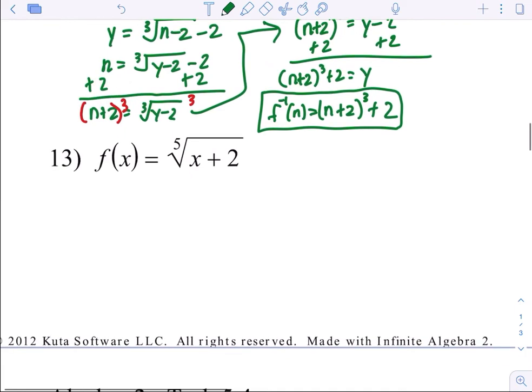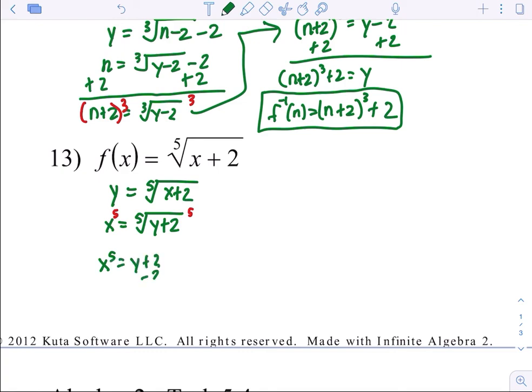This one, change f of x to be y. Switch the variables. Now solve for y. So we're going to raise both sides to the 5th power. Subtract 2 to both sides. And change y to be f inverse of x.